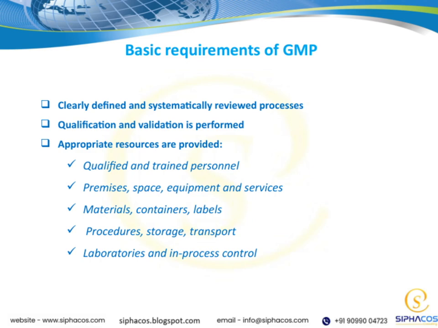That includes qualified and trained personnel who understand their roles and responsibilities. It also involves having suitable premises, adequate space, and the right equipment and services to carry out tasks effectively. Materials, containers, and labels must meet specific standards to prevent contamination or mix-ups. Procedures related to storage and transport are essential to maintain product integrity from start to finish. Laboratories and in-process controls are vital for monitoring quality throughout production, catching issues early before products reach the market.